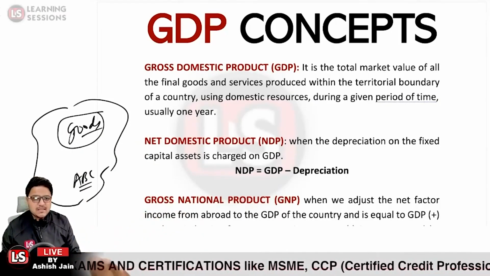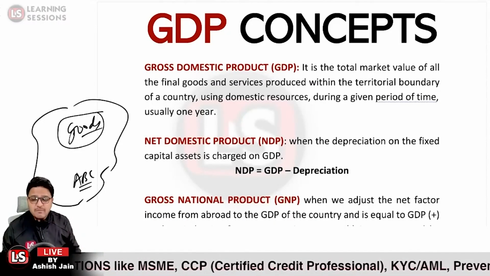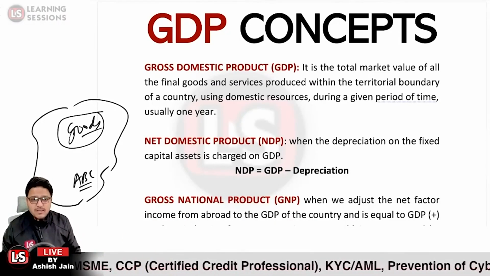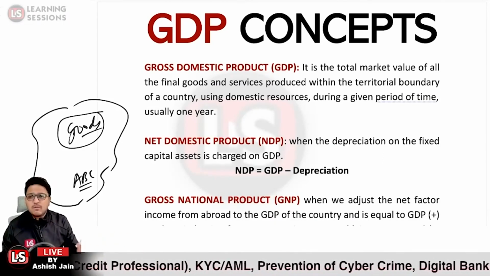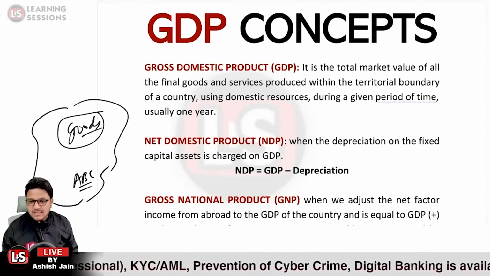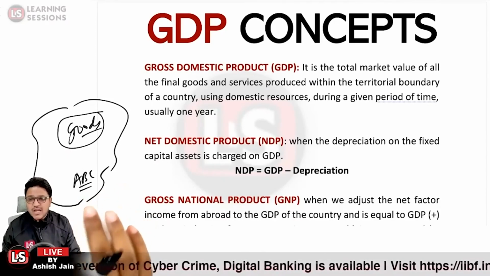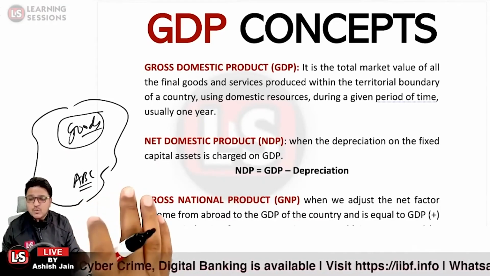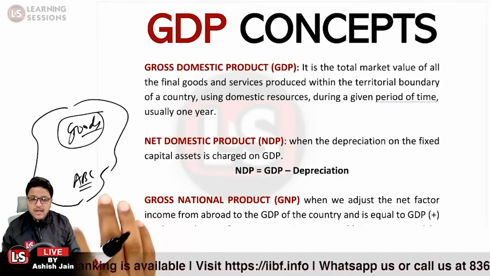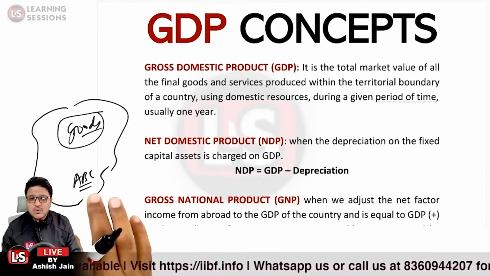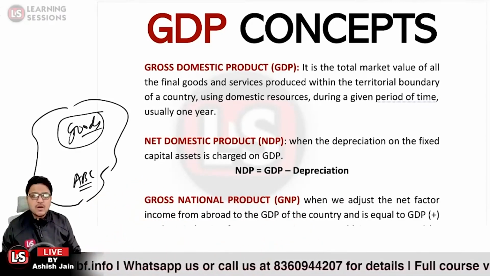So GDP is concerned with the total market value of those goods and services which have been produced within the territory boundary of the country using the domestic resources during a given period of time, which is usually a year. Is that clear? So whatever final goods and services have been produced in the territory domestically using the domestic resources, and the market value of those, that is basically what GDP is, the gross domestic product.